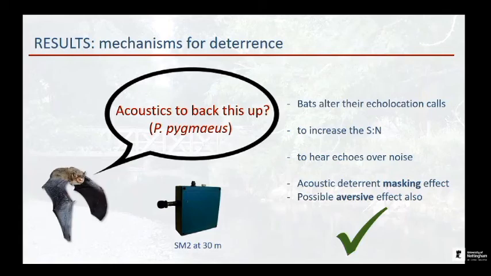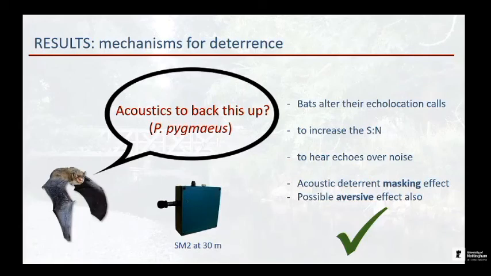So we looked at soprano pipistrelles because they were the bats that we had the most calls for. Again at 30 metres, so obviously the effect would be probably stronger nearer the deterrent, but we needed to be that far away. And we found that bats alter their echolocation calls in response to the deterrent, and they actually reduce the bandwidth of their echolocation calls to focus the signal into a smaller area of frequency in order to be able to hear the echoes over the deterrent noise. So this is quite neat. So this meant that we had some evidence for this masking effect on echolocation, and we decided that was interesting and possibly the mechanism behind what was going on.